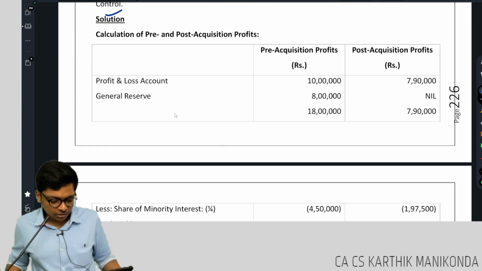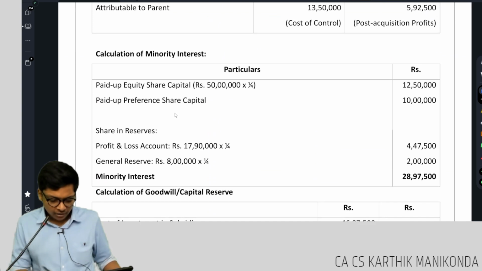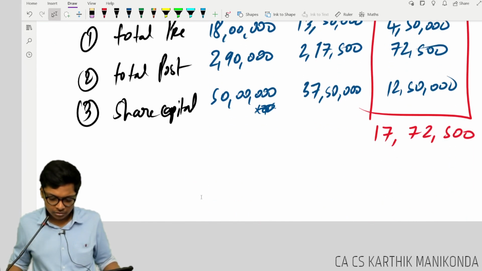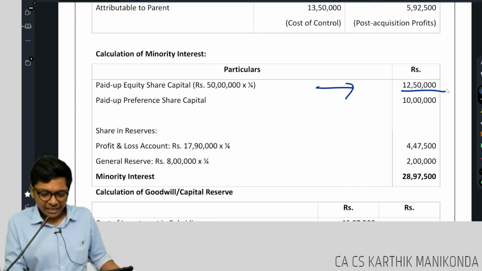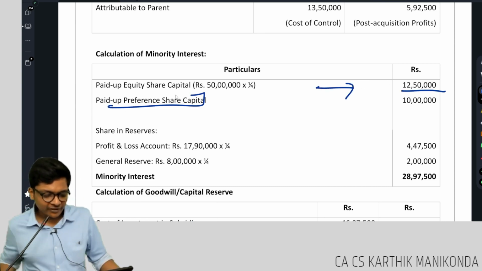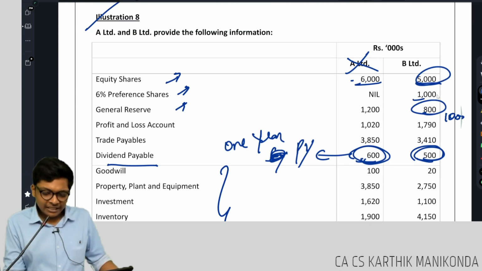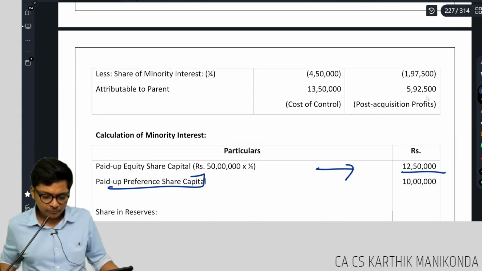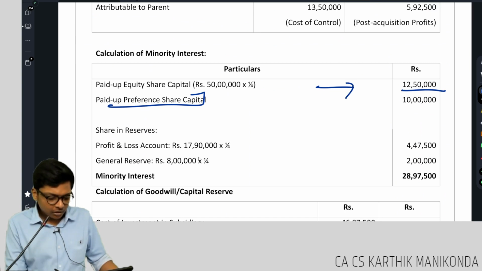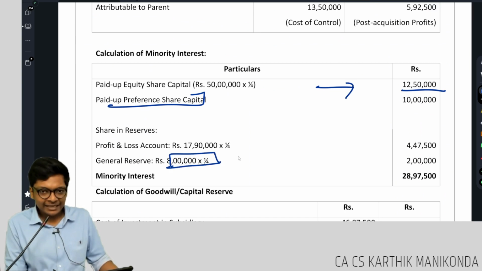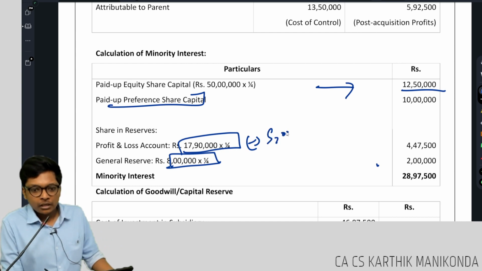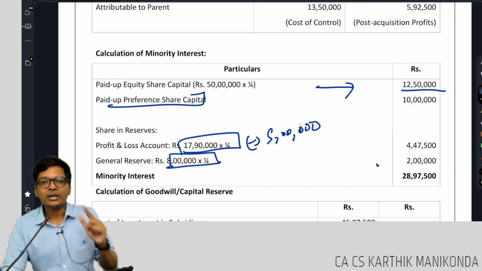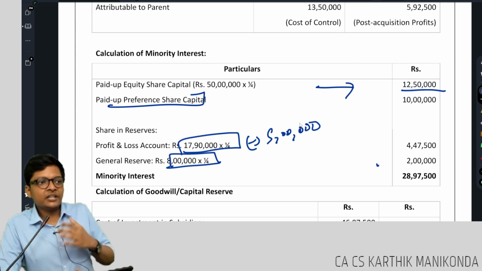Let's cross check. Minority, we got how much, guys? 17 lakh 72. Look at this. Our share capital is matching. Leave preference. I'll come back to preference. Question is having preference of. Leave that. I will come back to that preference later. Okay. P&L, general reserve also will match, 8 lakhs into 1/4. They took the whole 17 lakh 90,000. We took after minusing 5 lakhs because it goes into dividend payable. That is the only difference that will be there.